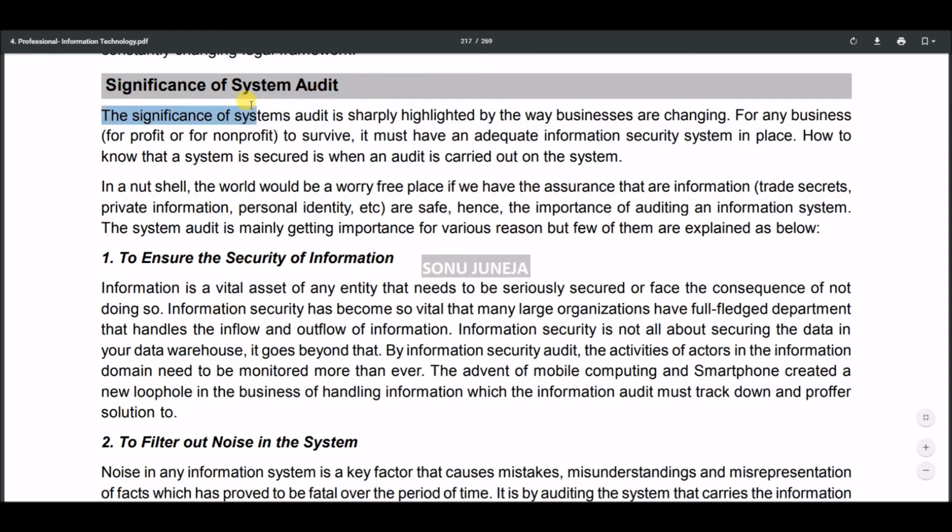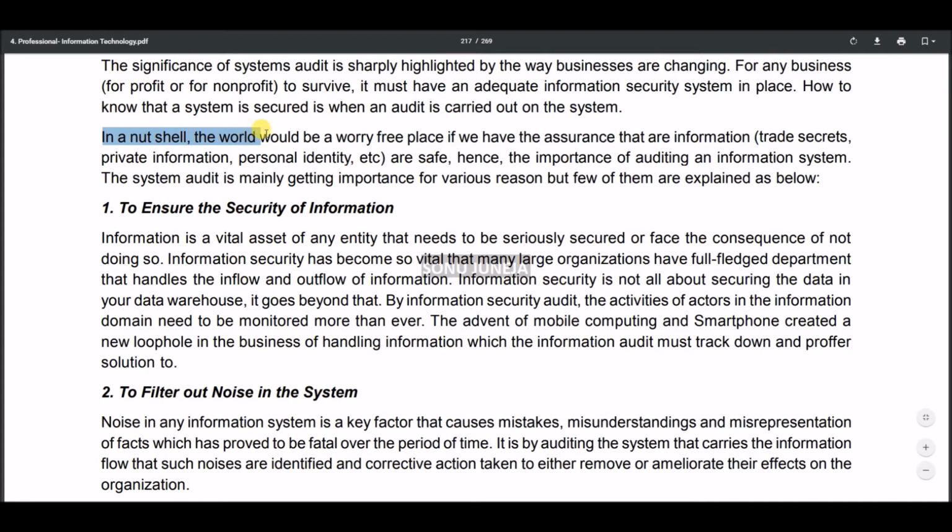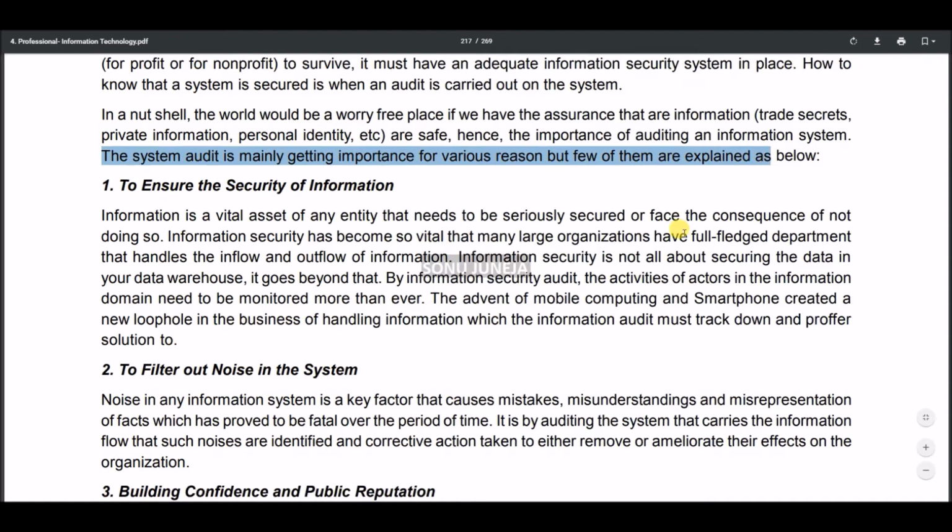The significance, the importance, is sharply highlighted by the way the business are changing. For any business, for profit, non-profit to survive, it must have an adequate information system technology in place. How to know that system is secured and when audit is carried on the system. In a nutshell, the world would be a free place if we have the assurance that the information, trade secrets, private information, personal identity, etc. are safe. Hence, the importance of auditing an information system. The system audit is mainly getting importance for various reasons, but few of them explained as below.